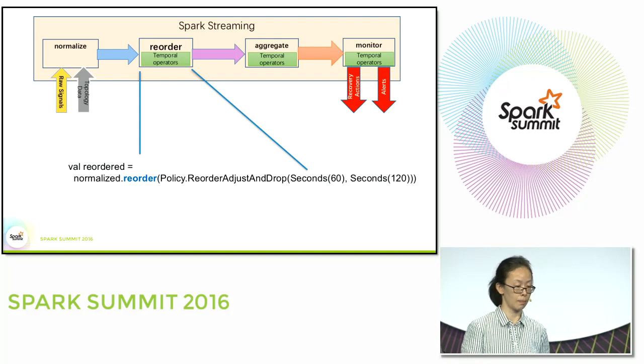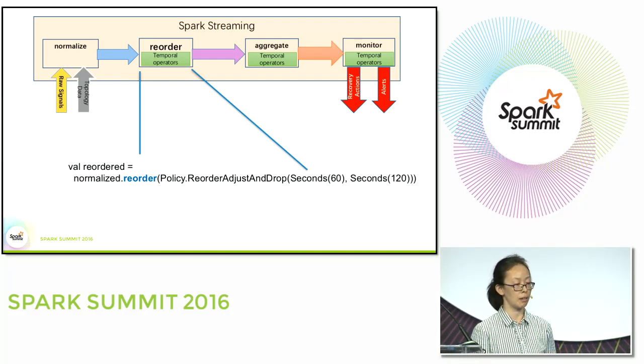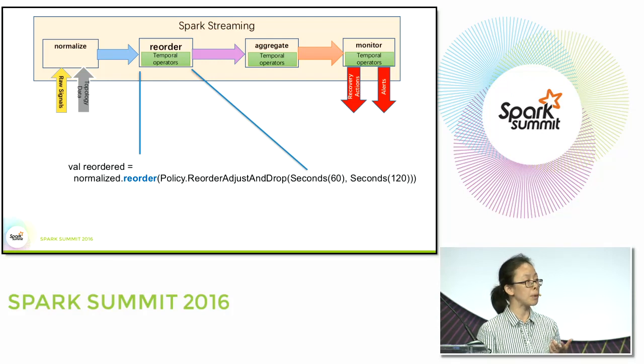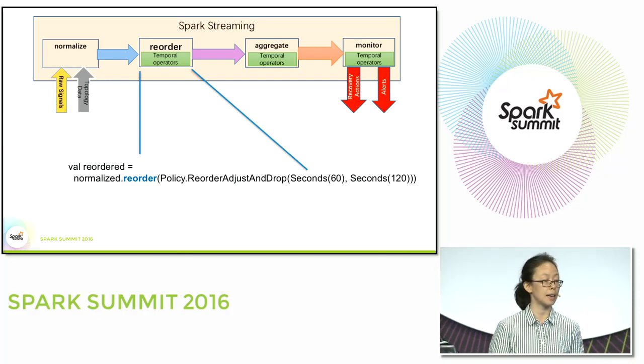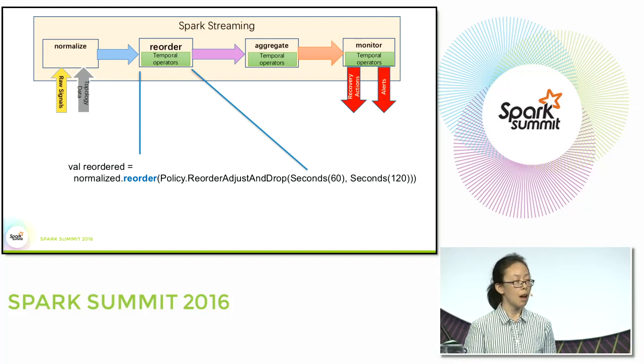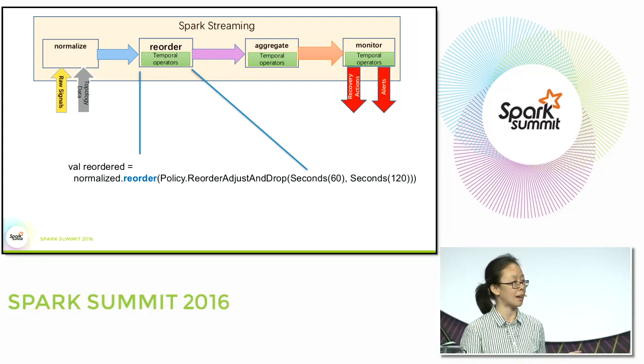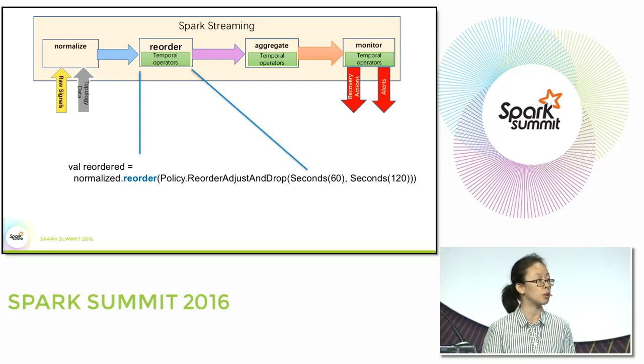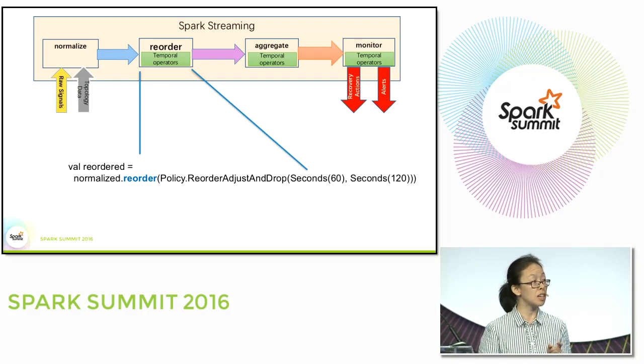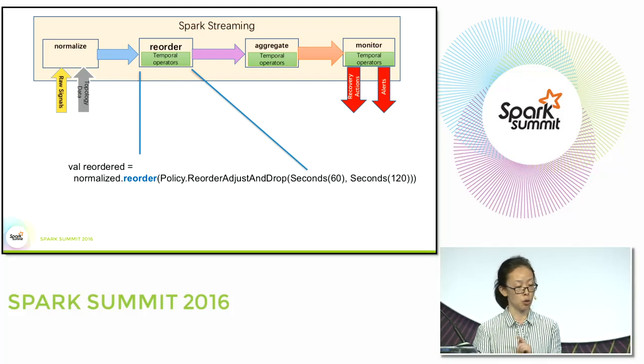So then here, this reorder operator takes a parameter, which is the reorder policy. For example, here, this reorder policy has two parameters. One is 60 seconds, the other one is 120 seconds. This means that for events that arrived late, but within 60 seconds, put them back in order. But for events that arrive late between 60 seconds and 120 seconds, adjust the application timestamp to the latest application timestamp we got so far. Beyond that, drop the data.